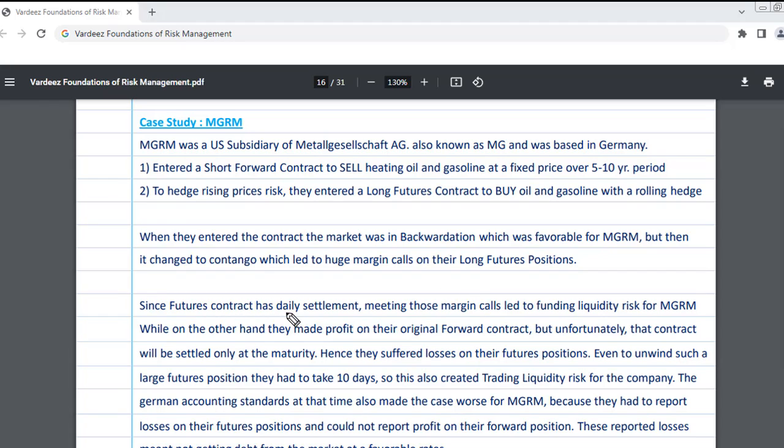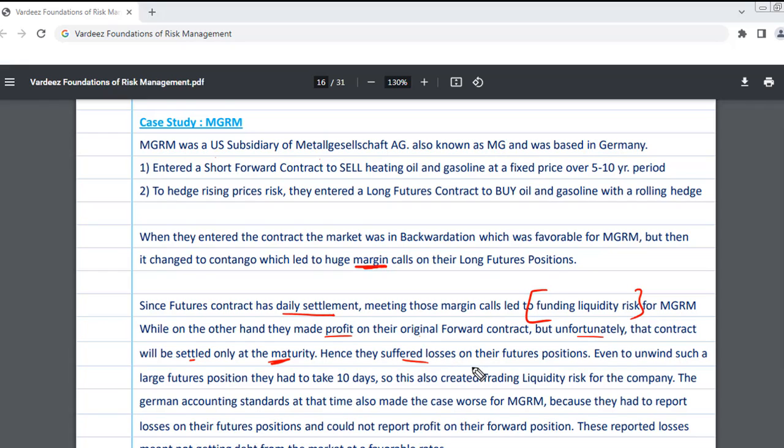Since the futures contract has daily settlement, meeting those margin calls actually led to funding liquidity risk. They couldn't find the funds to pay off these margin calls. On the other hand, they made a profit on their original forward contract, but unfortunately that contract would be settled only at maturity. Forwards are settled only at maturity, not prior to maturity.